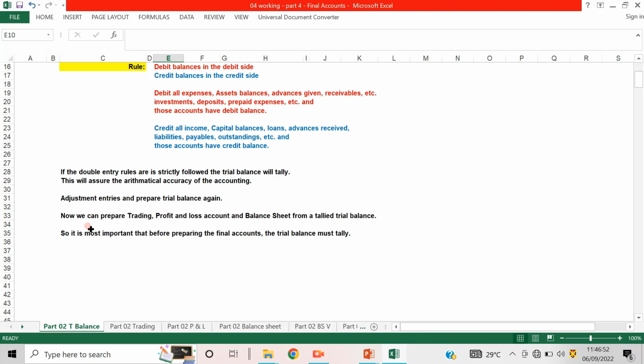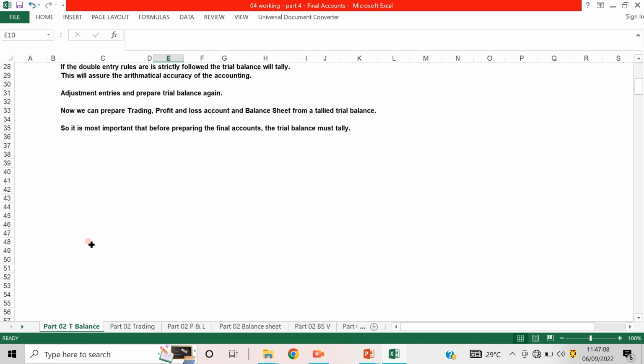Finally, after the adjusted trial balance is prepared, we can prepare the trading, profit and loss account and balance sheet from a tallied trial balance. So it is most important that before preparing the final accounts, the trial balance must tally. Nowadays it is not a problem, because Tally accounting, computer accounting and ERP software take care of this automatically.